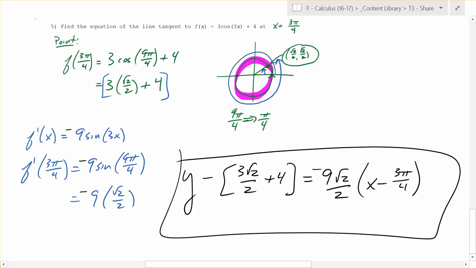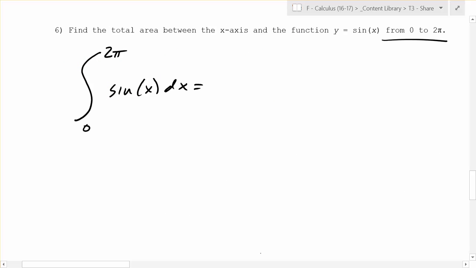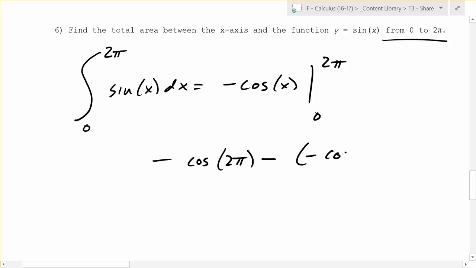What is the integral of sine? Negative cosine of x, and you're going from 0 to 2 pi. So you have negative cosine of 2 pi minus negative cosine of 0. There are a lot of places to get this wrong. Where do you think the most common place people get it wrong is? Right here. You see the double negative, right? You're subtracting. You have to evaluate the whole thing. So negative cosine of 2 pi plus cosine of 0.